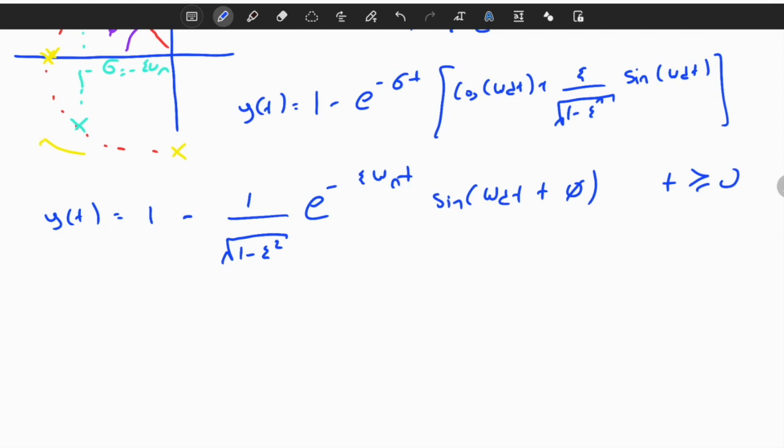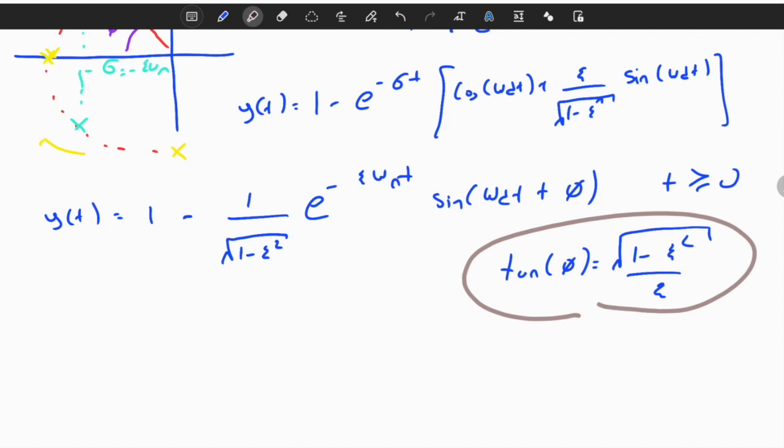So how do we compute phi? It's very easy. Tangent phi is equal to the square root of 1 minus psi square divided by psi. So we can compute tangent phi, and we know that sigma is equal to psi omega n. So what is this?